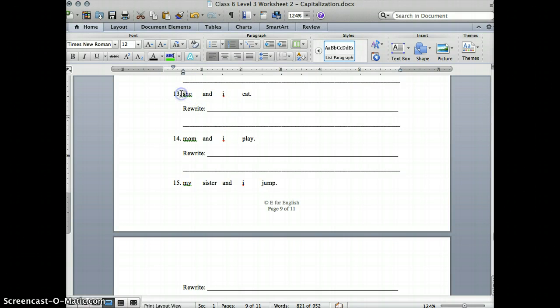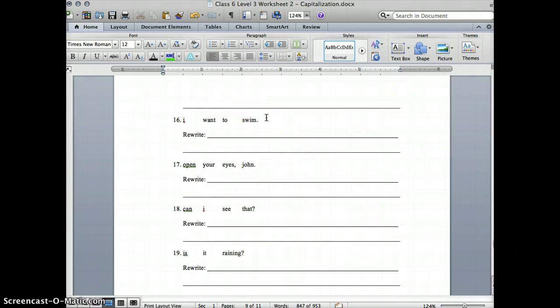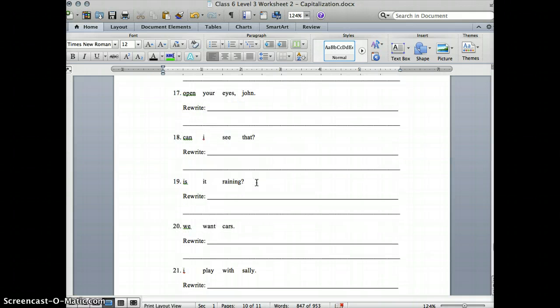Okay, so we have to capitalize the S in she because remember rule 1 that said all words that come at the beginning of a sentence always have to be capital. And then the second thing is I because I always, always, always has to be capitalized. So let's rewrite that now with the correct capitalization. And I'm going to make those green so you can see the difference. These were lowercase, right? Up here. And then you come here and it's uppercase.